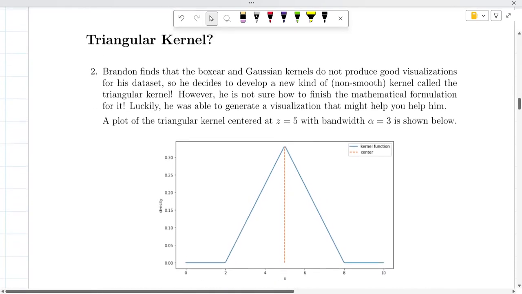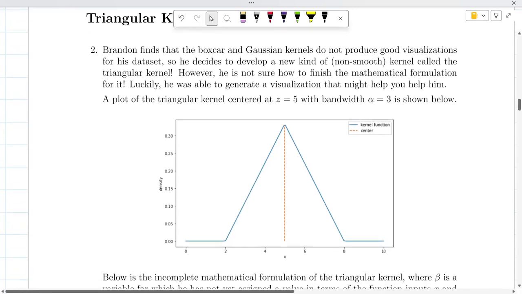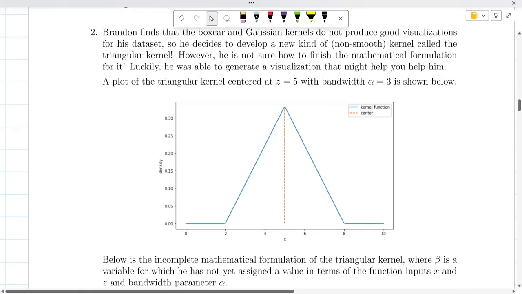All right, so let's start with question 2. Here we're doing kernel density estimation with a triangular kernel. Now suppose that I find the boxcar and Gaussian kernel do not produce good visualizations for my dataset, so I decide to develop a new kind of kernel, and that's called the triangular kernel. So it looks like what we have below.